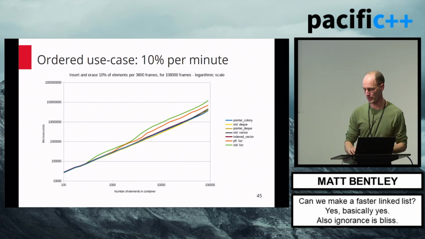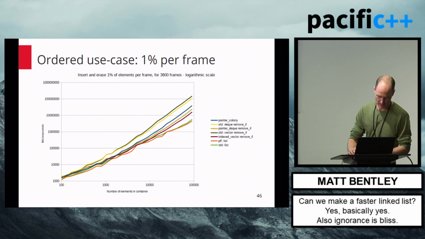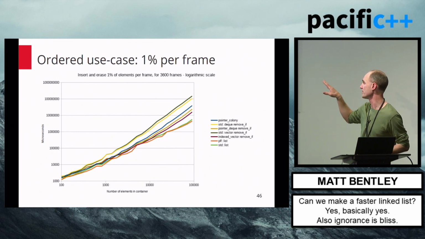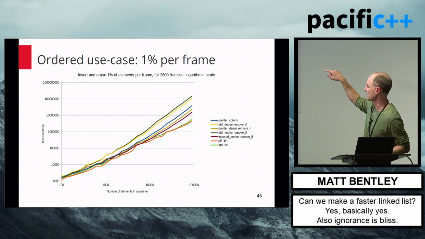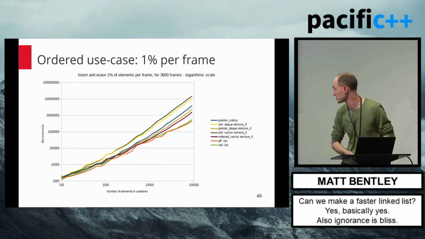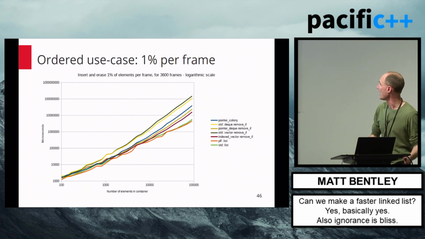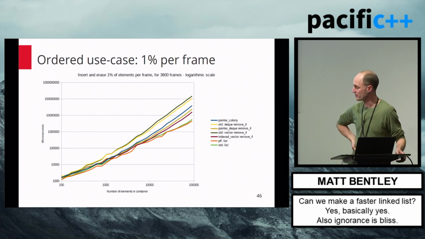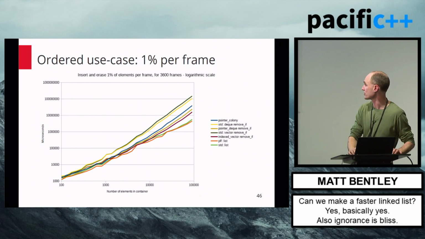So we go to erasing and inserting at random 1% of all elements per frame instead of per minute. Suddenly we get quite different results. And by the way, I've only included remove_if results for some of the other containers, because we're erasing a lot of elements, so it's faster for those containers to use the remove_if idiom. So immediately we see both of the linked lists performing quite significantly better than the others, basically because they don't have those same modification costs.